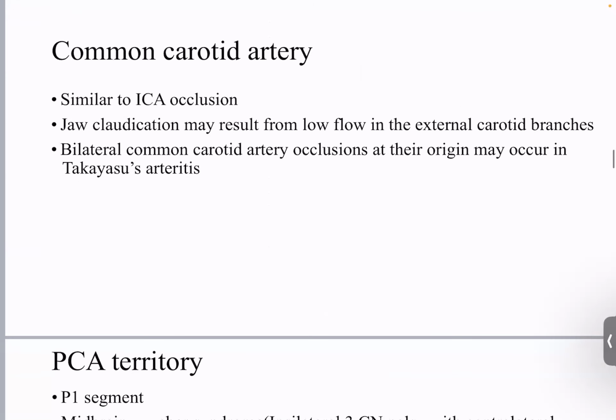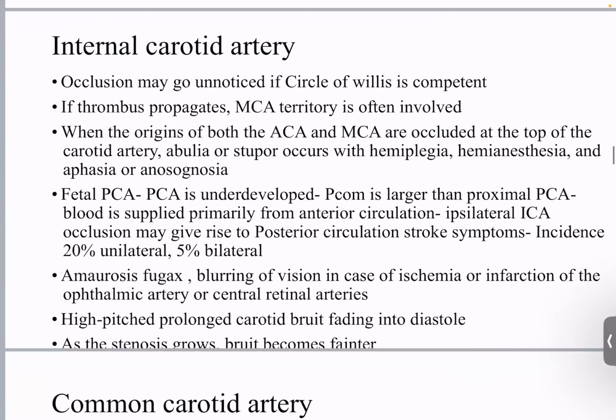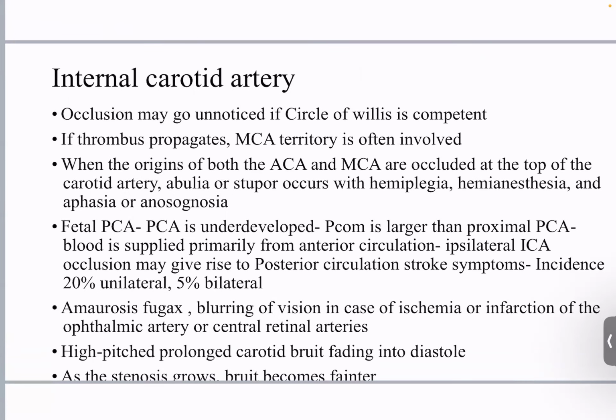So, common carotid artery. Why do we need to know about these symptoms? Is it important to look for carotid bruit or carotid stenosis? Yes, sir. Why? In symptomatic carotid occlusion or stenosis, we can intervene at that stage. What intervention? Like endarterectomy. Yes, more of surgical management.